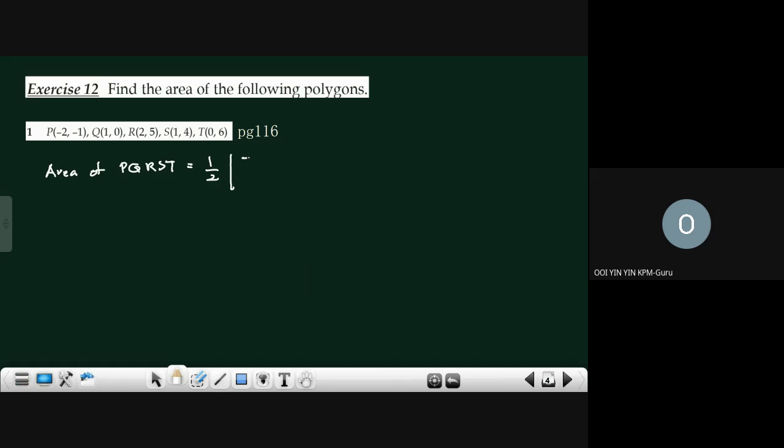Put in our first point, -2, -1. Second point, 1, 0. Third point, 2, 5. Fourth point, 1, 4. Fifth point, 0, 6. And then the last one, repeat back. If you have 5 points here, then in here you must write 6. The last one, you repeat back the first one, it must be there. You must add 1. 1, 2, 3, 4, 5, and then repeat back your first.